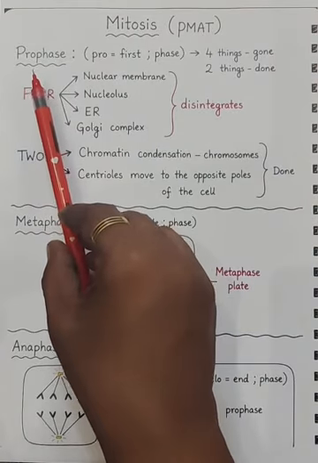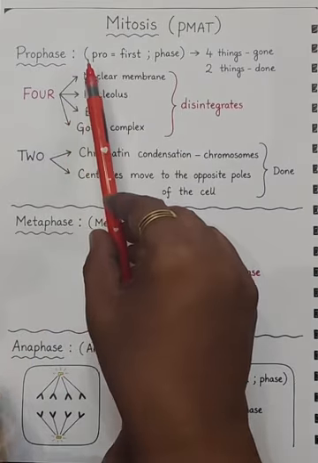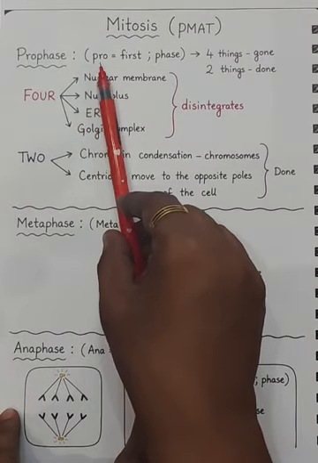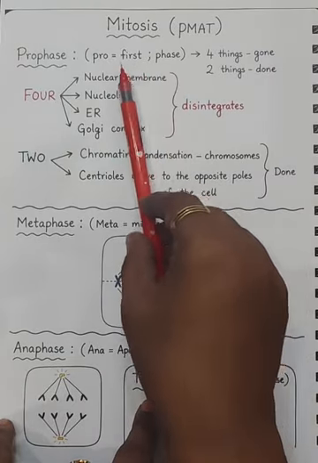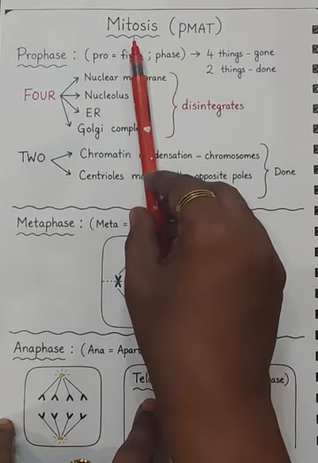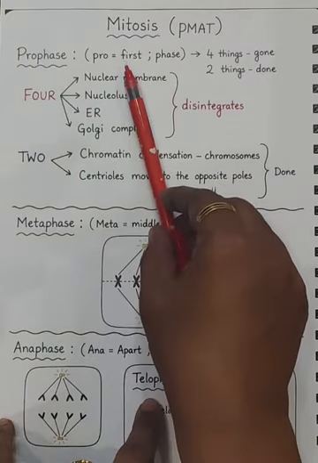P is the first phase. Here is prophase. Why is it called prophase? Because pro means first or beginning, and it is the first phase of mitotic division. That is why it is called prophase.